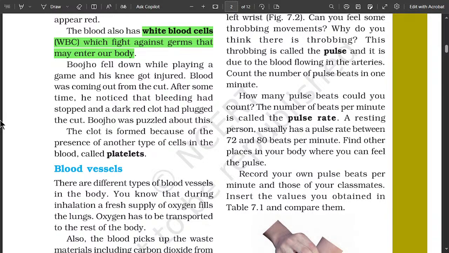Then come blood vessels, the different types of blood vessels in the body. During inhalation, a fresh supply of oxygen fills the lungs. Oxygen has to be transported to the rest of the body. Also, the blood picks up waste materials, including carbon dioxide, from the cells. This blood has to go back to the heart for transport to the lungs for removal of carbon dioxide, as you have learned. So, two types of blood vessels, arteries and veins, are present in the body.